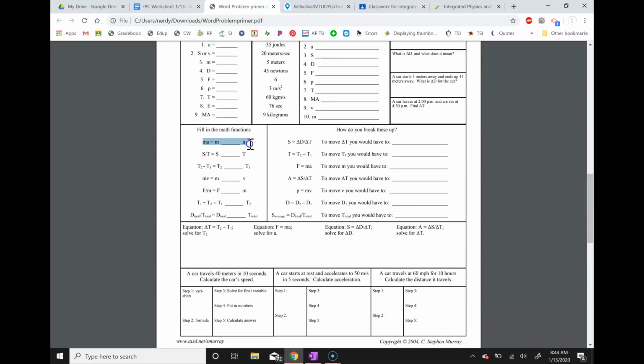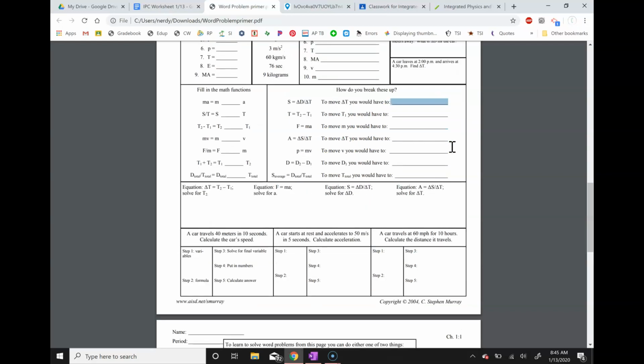Here you are just going to fill in the math function. So is it division? Is it multiplication? So this one would read MA equals M times A. Okay? S equals S what? Okay? You're going to fill in those. For this one, you are going to tell me how do you move the variable that they list to the other side of the formula. So in this case, S equals the change in distance over the change in time. So how would you move delta T over to the other side? Well, you're going to have to multiply both sides. Okay? So you'll just hit multiply for right there.